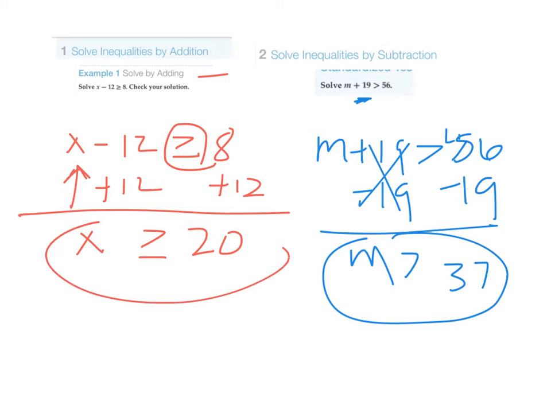So to get to the answer, we want to isolate the variable, and we isolate the variable by doing the opposite. That's where subtraction and addition come in.